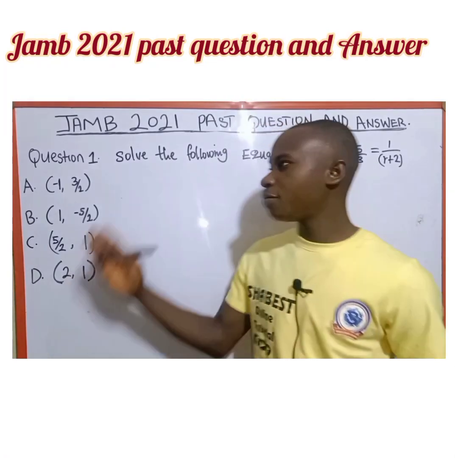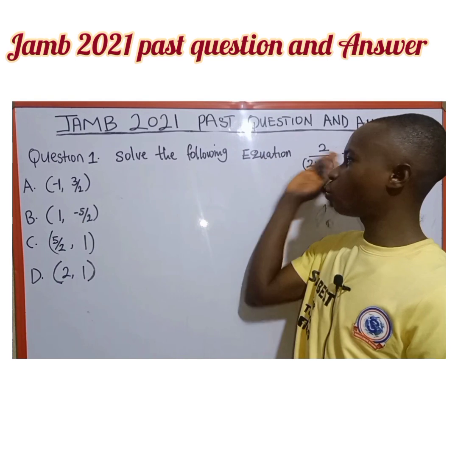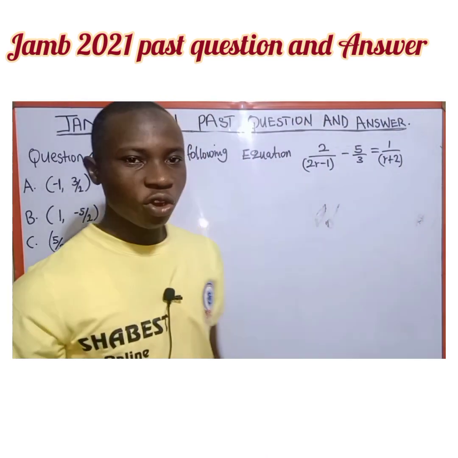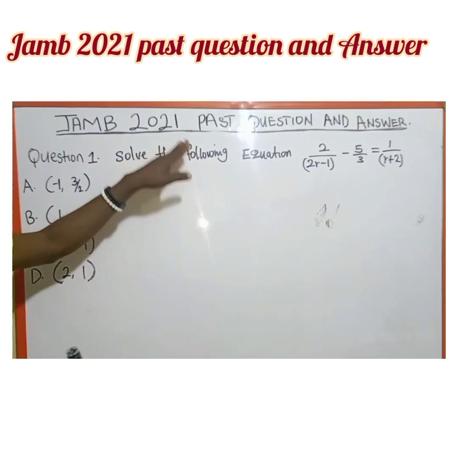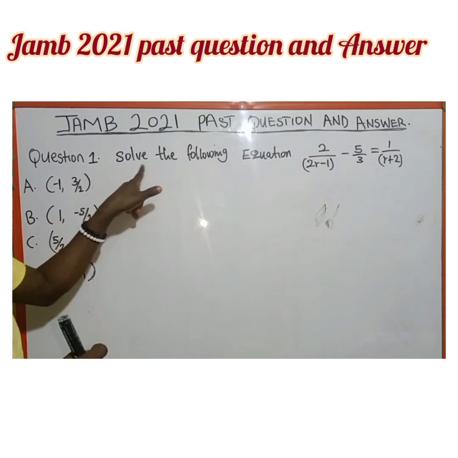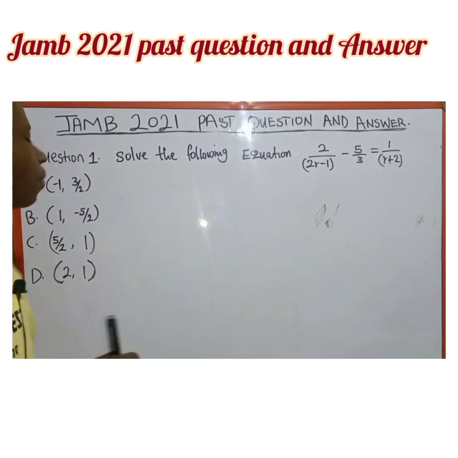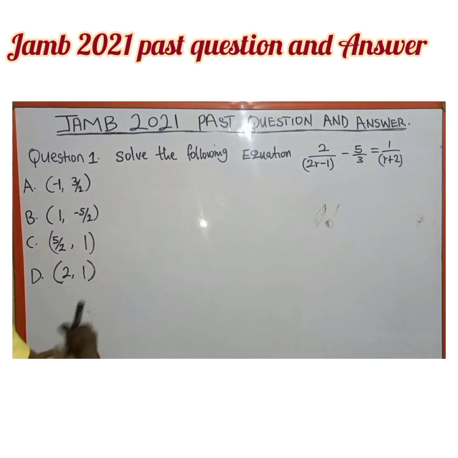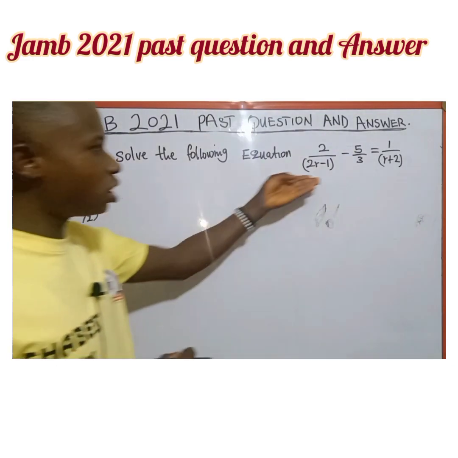On the board here we have JAMB 2021 past question and answer, and this is question number 1 in JAMB 2021. The question reads, solve the following equation, and we are provided with the available options. So let us start solving. So this is my equation.